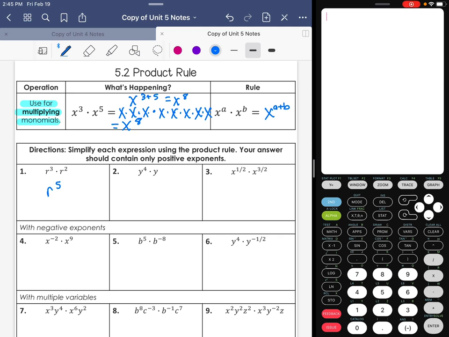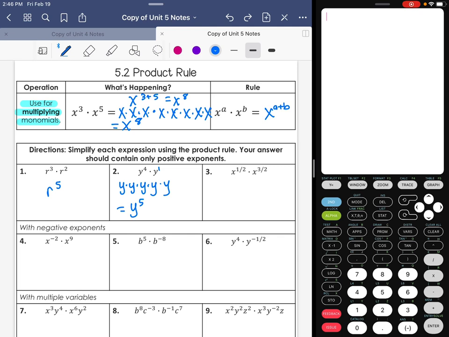The second one, I want to point out something. So what you have here is y times y times y times y for y to the 4th, times another y. So that's really y to the 5th because you have 1, 2, 3, 4, 5 y's. So for the product rule to work here, you have to remember that that's y to the first power, so that you do 4 plus 1 to get this 5. Okay, so make sure that you're paying attention to that when you're doing these problems.